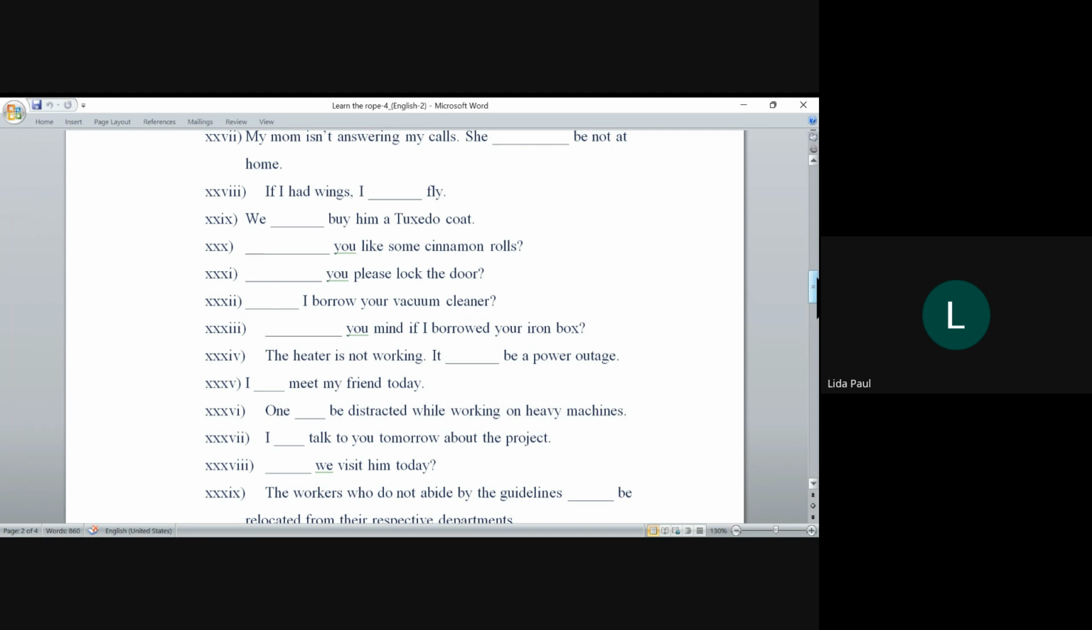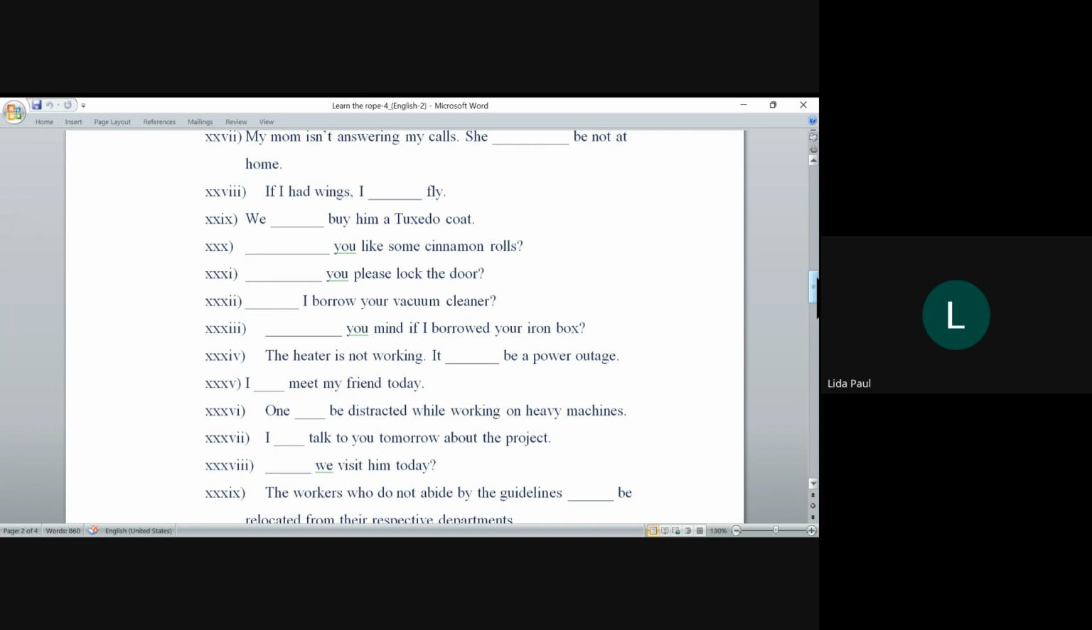Next one, 36. One dash be distracted while working on heavy machines. This is a necessary obligation. Must be. Must, but what form of must? Is it must or something else? The answer is correct, must. But read the sentence. If I write must there, will it be all right? One must be distracted while working on heavy machines. Is it right? But one mustn't be distracted. Yes, correct. So must is the modal verb, but you have to use it in the negative form to make it right. So necessary obligation here: one mustn't be distracted while working on heavy machines.